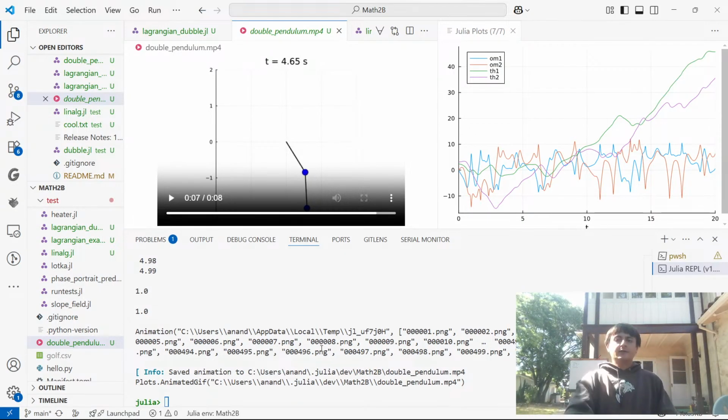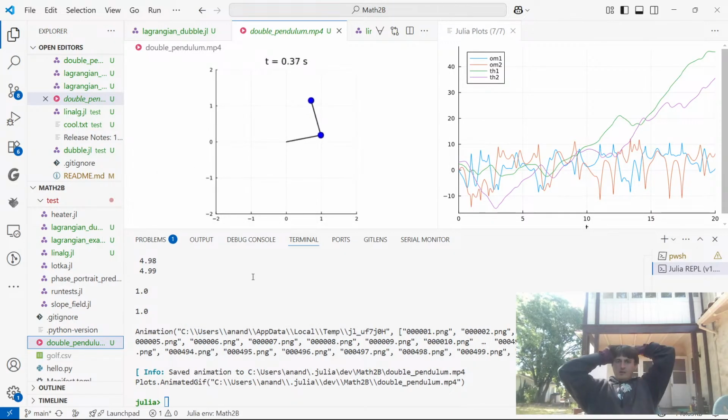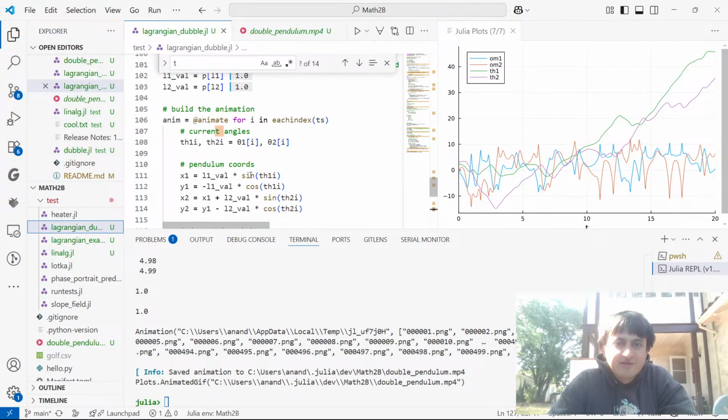Okay. Why isn't it playing? Why doesn't it loop? You know what I'm curious about? The unstable fixed point. What happens at the unstable fixed point?